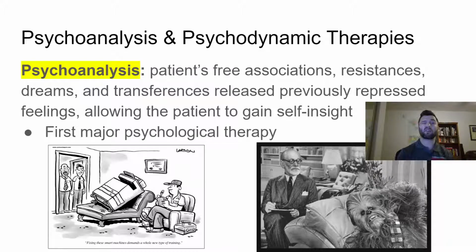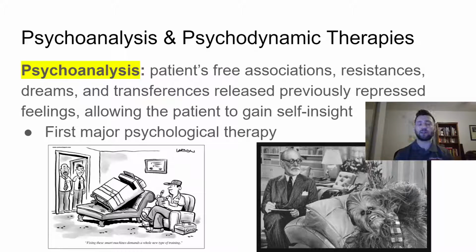theories. We already talked a lot about psychoanalysis and psychodynamics. Really, their whole perspective is connected with treating disorders. That's really where it comes from. When you think about Freud, everything he did was about treating psychological disorders. So they're going to use psychoanalysis, where you use things like free association and resistances. We're going to talk about dreams. We're going to use transference. And again, what we want to do is release previously repressed feelings, allowing the person to gain insight.